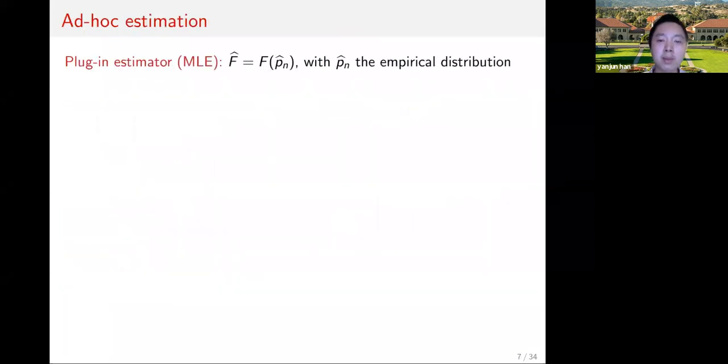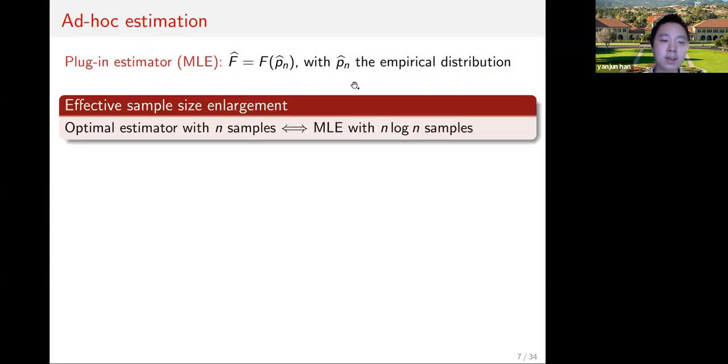So maybe the most natural estimator for functional estimation is that we just plug in the empirical distribution. That is, Pn hat is the empirical distribution, and then we just plug the expression of Pn hat into the functional f. However, the main issue is that there is a phenomenon known as the effective sample size enlargement, which says that the performance of the minimax optimal estimator with n samples is essentially the same as the performance of the MLE or the plugin approach with n log n samples. So this phenomenon means that the plugin approach is strictly suboptimal with a provable logarithmic gap.